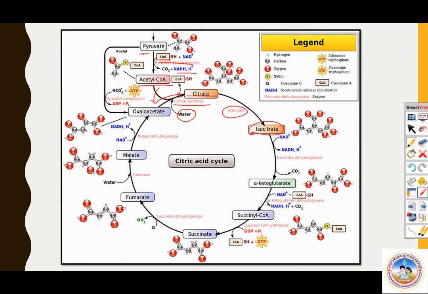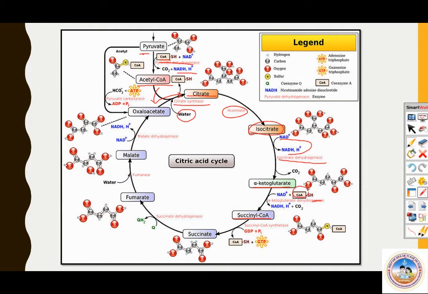Now, isocitrate will get converted into alpha ketoglutarate in the presence of an enzyme called isocitrate dehydrogenase, where NAD is getting reduced to NADH. Next, alpha ketoglutarate is getting converted into succinyl CoA by the presence of an enzyme, alpha ketoglutarate dehydrogenase. Again over here, NAD is getting reduced to NADH, plus carbon dioxide is produced. Also, there is an addition of coenzyme A.